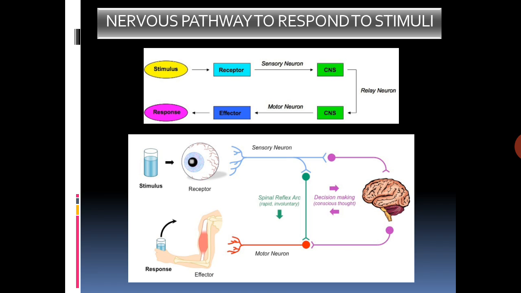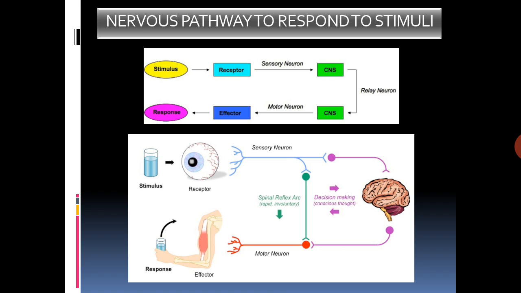Then there are sensory neurons that transmit information from these sensory receptors to the central nervous system, that is the brain and the spinal cord. Now this information which is received by the central nervous system is further transmitted by the motor neurons to the effector. This effector brings about a response. An effector is generally a muscle or gland. So this finally brings about a response.